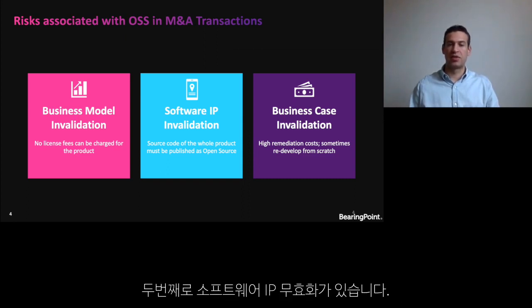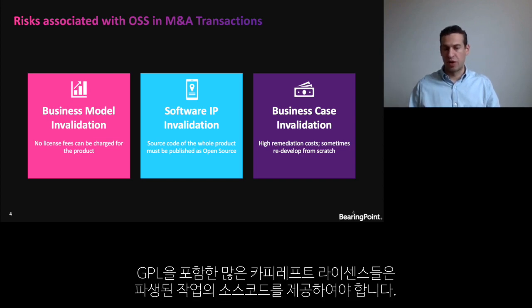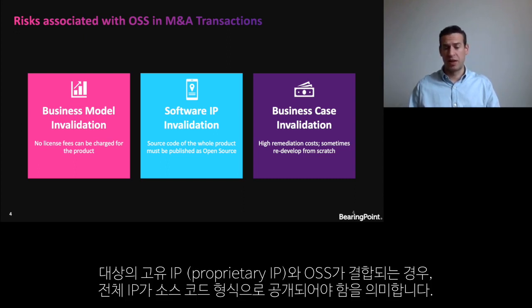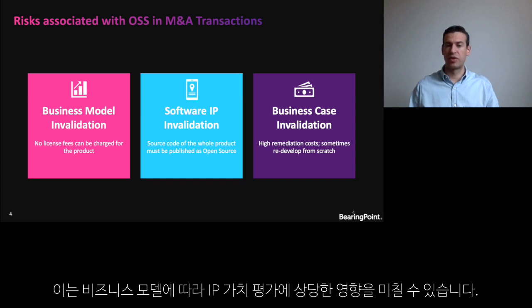Second, there is the software IP invalidation. Many copyleft OSS licenses, including the GPL, require that the source code of derived works must be made available. And, depending on the integration of the OSS with the proprietary IP of the target, this could mean that all IP of the target must be disclosed in source code form. And this might considerably impact the valuation of the IP, depending on the business model, of course, in this case.